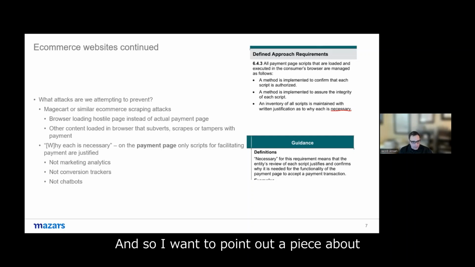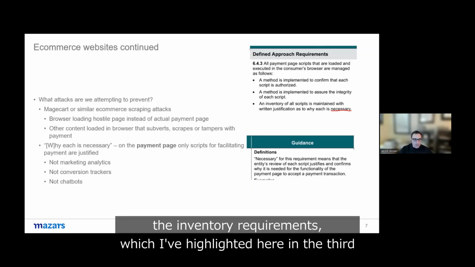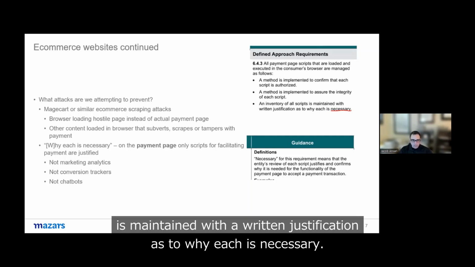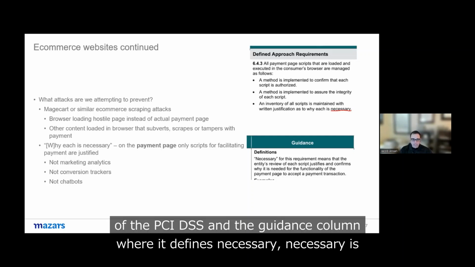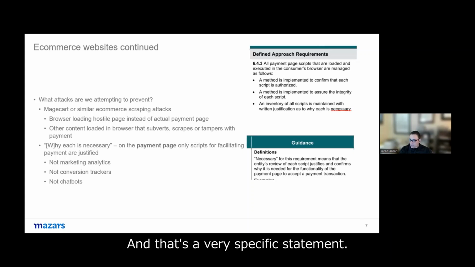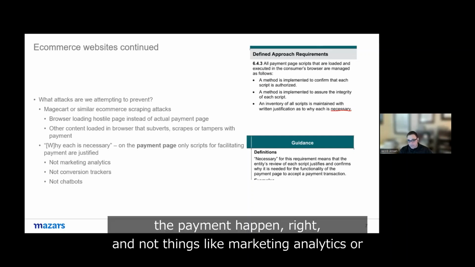And so I want to point out a piece about the inventory requirements, which I've highlighted here in the third bullet on 6.4.3, right, where it says the inventory of all scripts is maintained with a written justification as to why each is necessary. And then if you go to the next page of the PCI DSS in the guidance column, where it defines necessary, right, necessary is needed for the functionality of the payment page to accept a transaction. And that's a very specific statement. And so what's necessary is making the payment happen, right?